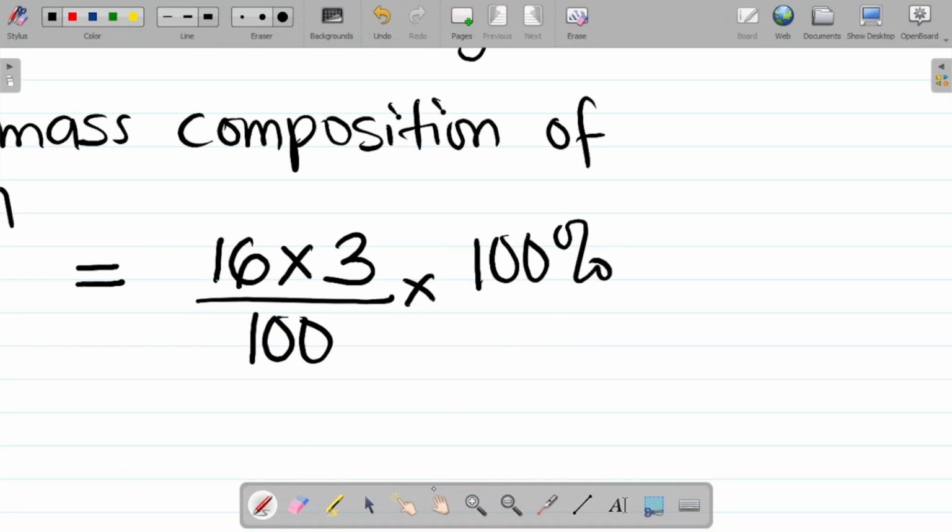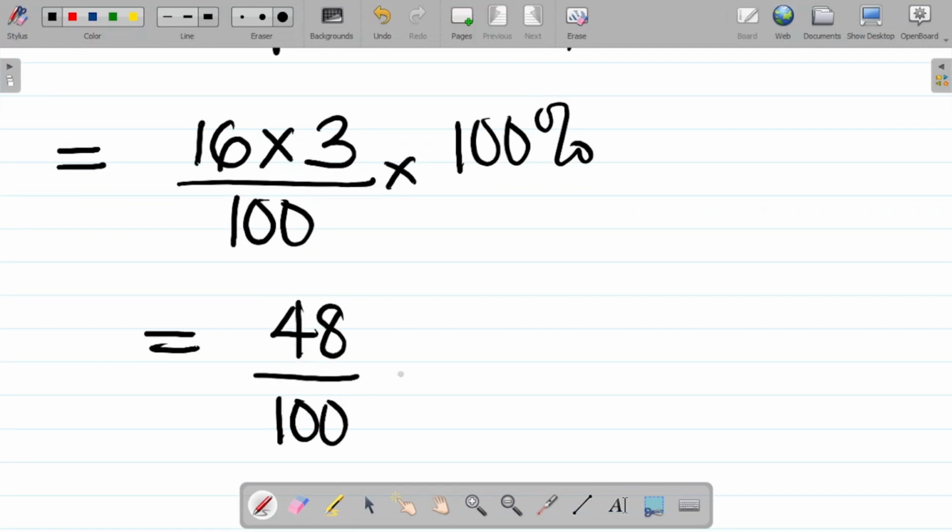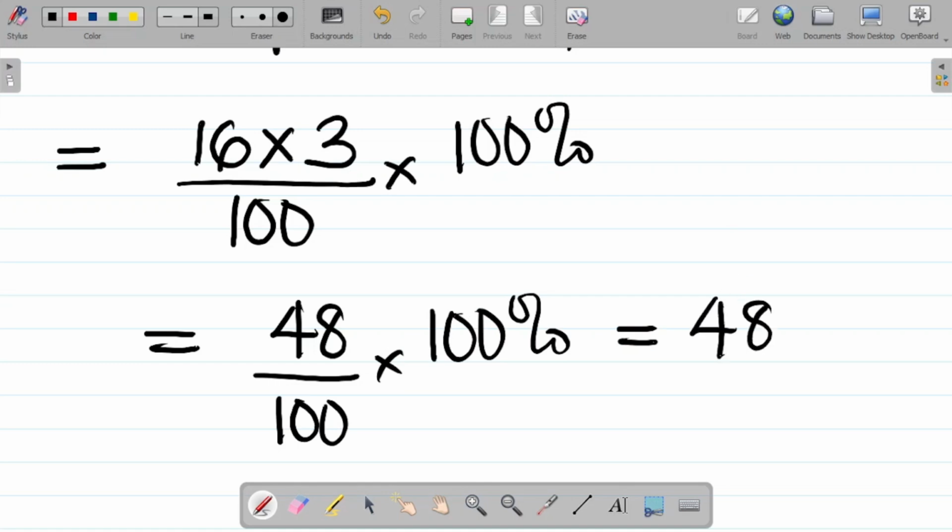So we have this. Let's work on this. This will be equal to 16 times 3 gives you 48, all over 100 times 100%, and that's equal to 48 times 100 gives you 4,800, all over 100%.